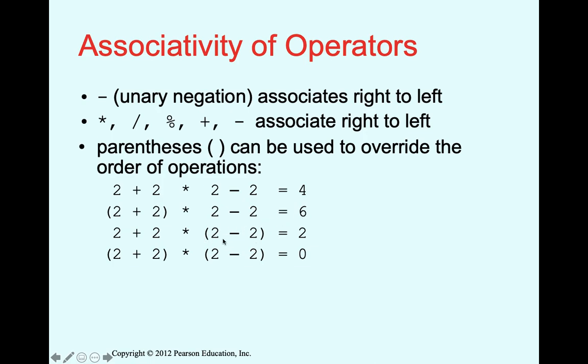If you put the parentheses here, you have to evaluate this first. 2 minus 2 is 0. And then 2 multiplied by 0 is 0. And 2 plus 0 is 2. If you put parentheses here and parentheses here, then you evaluate this one first. 2 plus 2 is 4, multiplied by 2 minus 2, which is 0. 4 multiplied by 0 is 0. So using parentheses, you can force some operation to be evaluated first.